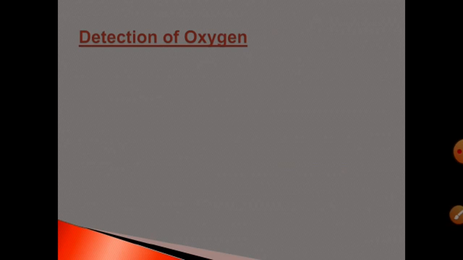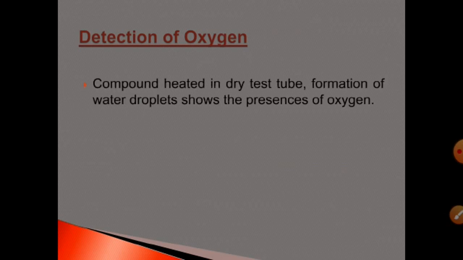Detection of oxygen. There is no direct test for oxygen, though its presence in an organic compound is often inferred by indirect methods. Three different methods are used for the detection of oxygen in organic compounds.